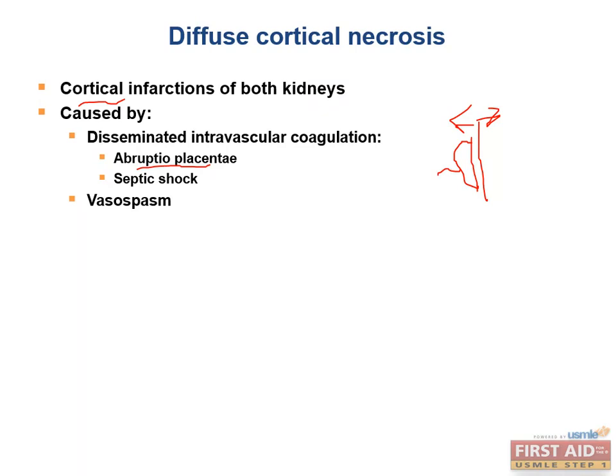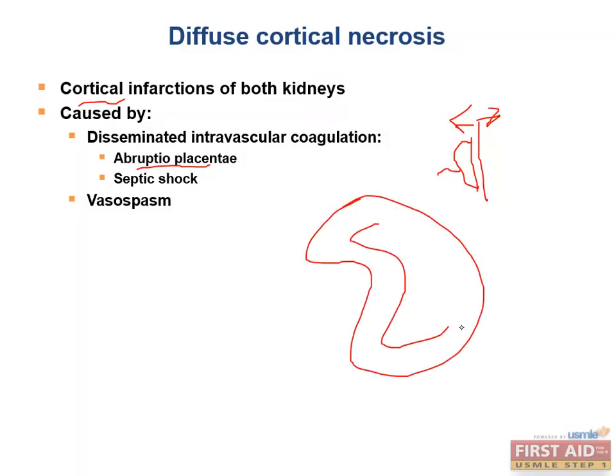So if this is the kidney and we have our medulla here and here's our cortex, there's going to be a bunch of little infarctions all throughout the two kidneys due to these little clots in the microvasculature.